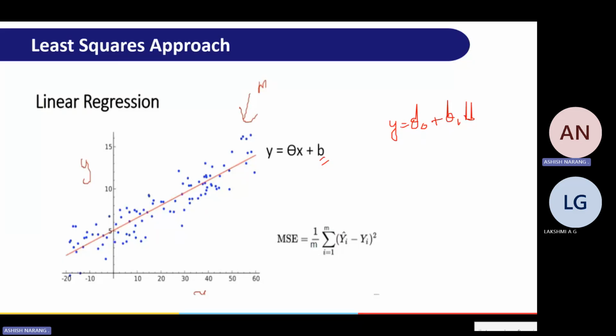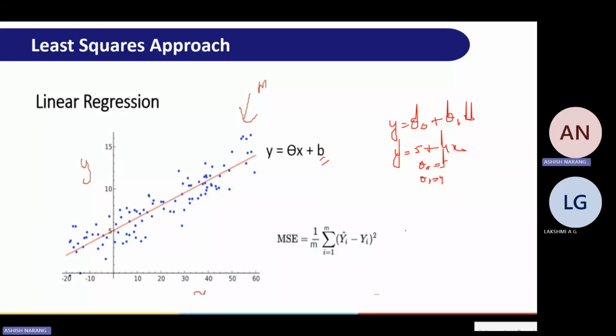So this is my model which has learned theta 0 and theta 1, and it could be like y equal to 5 plus 4x, let's say. So this is one model which has been learned. Now the model has learned these parameters: theta 0 is 5 and theta 1 is 4. Let us assume that.